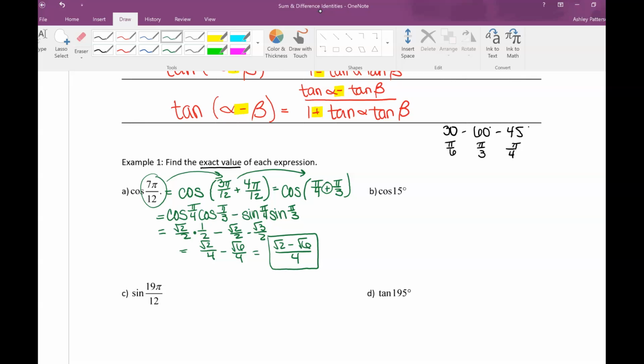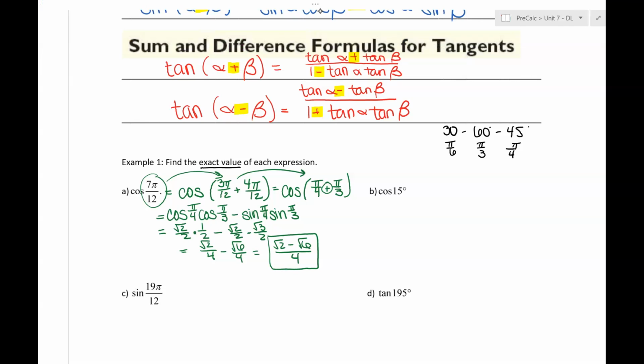Okay. For B, it's in degrees. Yay! I know some of us prefer that. So 15, well, to add, you could do 10 and 5, but that doesn't fall into our 30, 60, 45. We could do a subtraction and difference, and I'm thinking that we should do the cosine of 45 minus 30, because that will give us 15 degrees. So now we're going to use the difference formula for cosine.